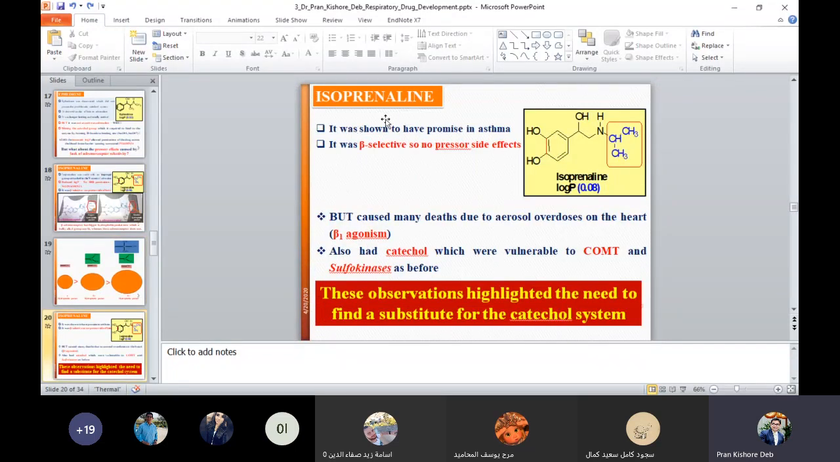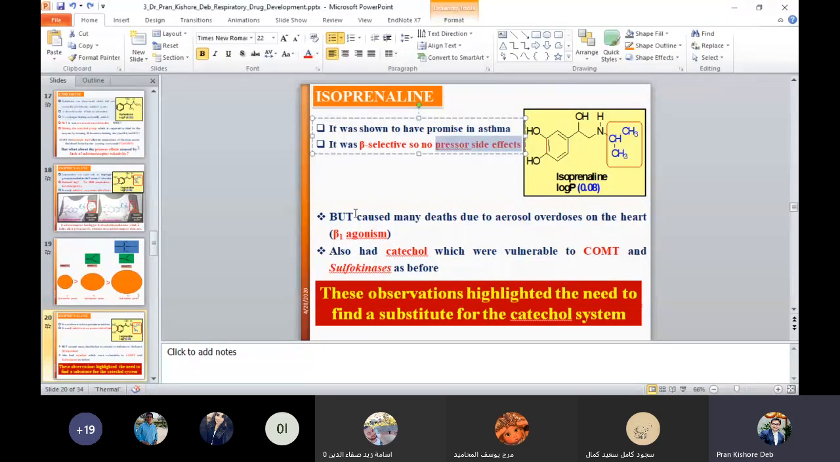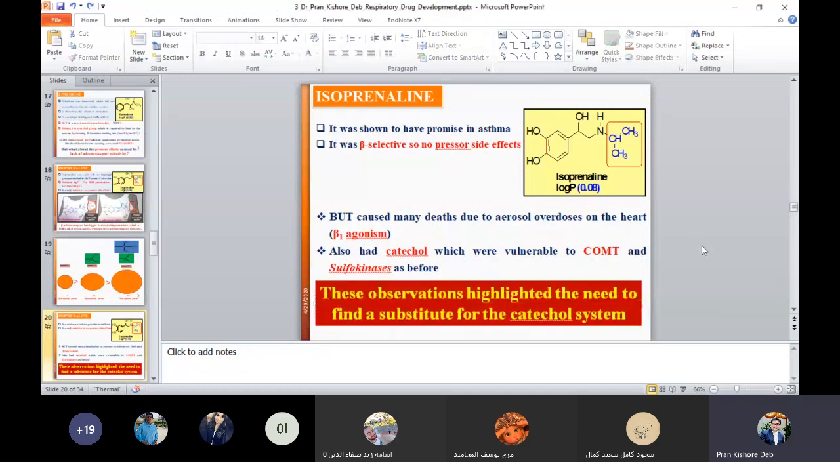Isoprenaline was shown to have promise in the treatment of asthma, and it was beta selective, so no pressure side effect. But it caused many deaths due to aerosol overdose on the heart because of the beta 1 agonism. It also had catechol, which is vulnerable to COMT and sulfokinase, same as adrenaline. This observation highlighted the need to find a substitute for the catechol system. So with this slide, I think I will finish my lecture here. Next class I will continue.